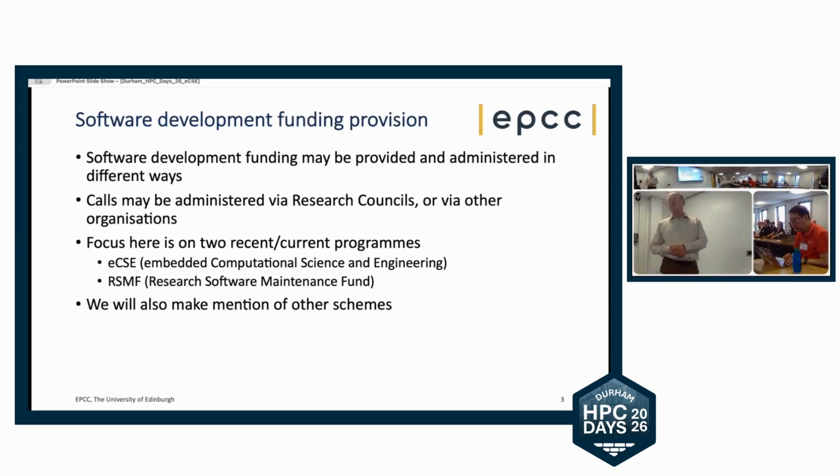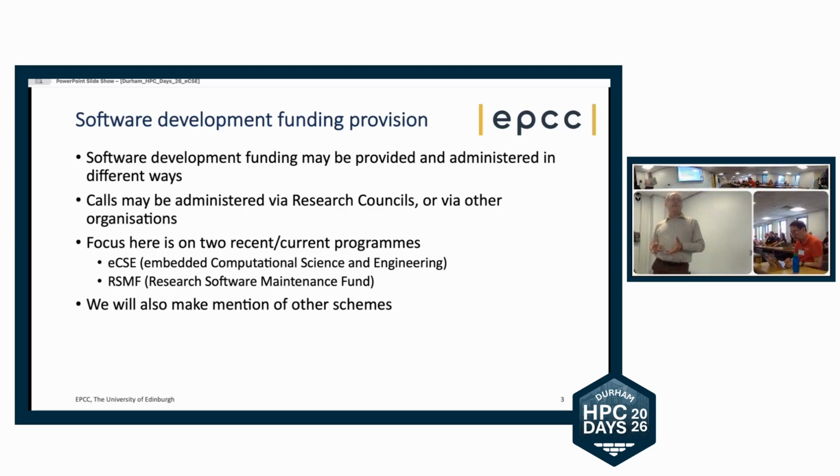So in terms of software development funding provision, the actual funding itself might be provided in different ways and administered in different ways. Typically, of course, calls are administered via research councils. All of you have probably applied or been involved in some kind of application to a funding call that happens via a research council. But sometimes the calls are administered via a different organization. So today we're going to focus on two of those calls. We're going to focus on the ECSE.